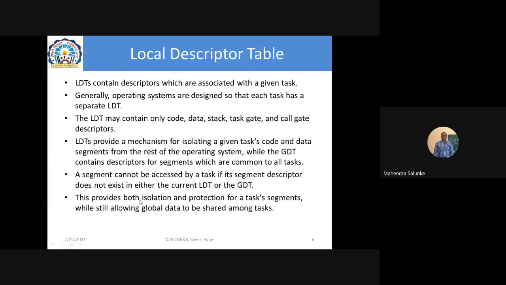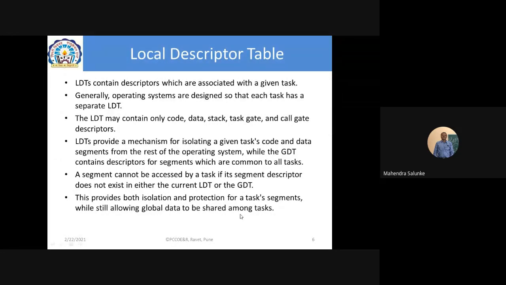So this provides both isolation, right? Isolating means for every individual task there will be local segments, and those are not accessible to the other tasks. In addition to that, protection is also provided for the task segments while still allowing global data to be shared among the tasks. Whatever global data we want to store is stored in a segment whose descriptors are in the GDT. Getting me? So isolation and protection are made available for all the tasks which we are creating in our system. All right.